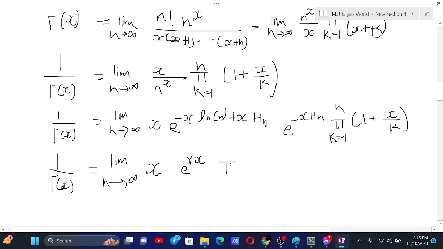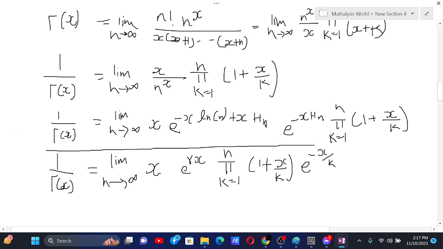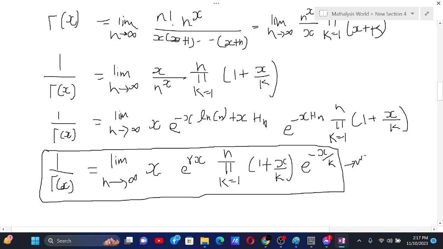So we have infinite product from k equals 1 to n of 1 plus x by k, and this will be e to the power minus x by k. So this sum over k will just give Hn. And now this one is the Weierstrass representation for the gamma function, just derived from Gauss's one. Weierstrass representation.